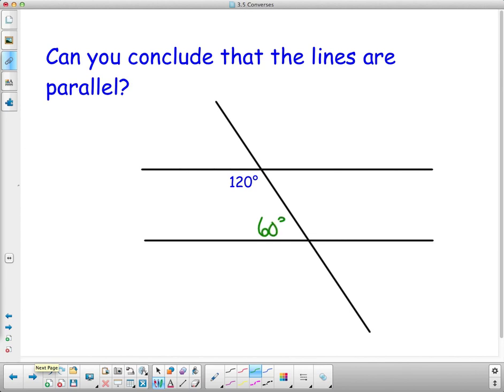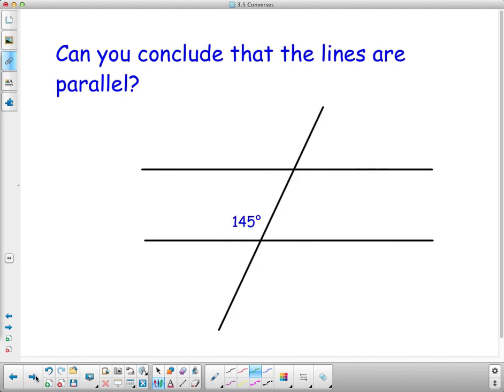Yes. By same side angles converse. Measure of angle 120 plus measure of angle 60 equals 180. And so that was the same side interior angle converse theorem. Okay, so you need to try and get the right words there.